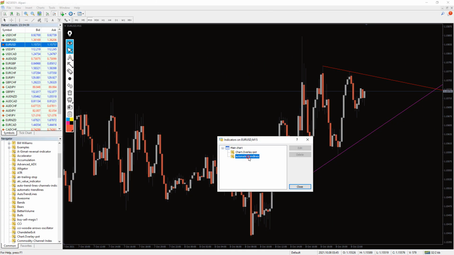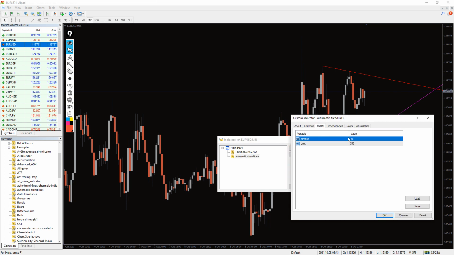In the indicator settings, we can change the calculation period. Use higher values for scanning larger trends.